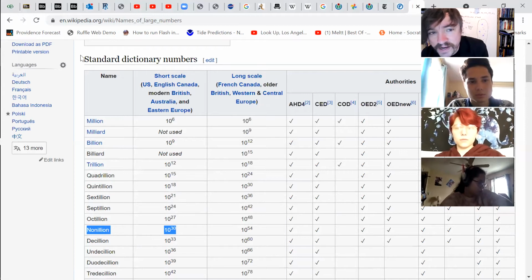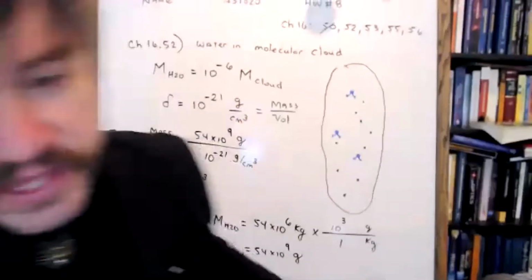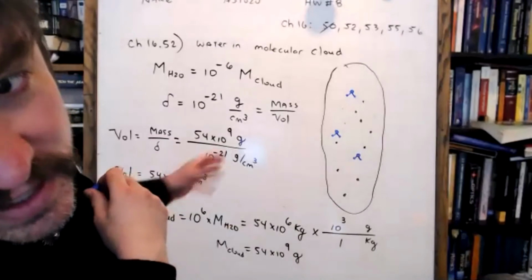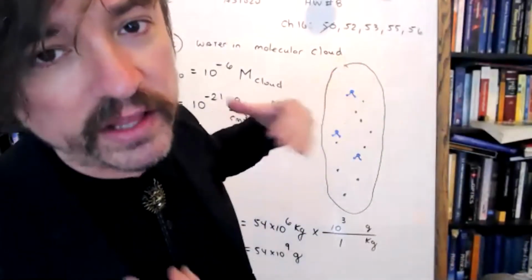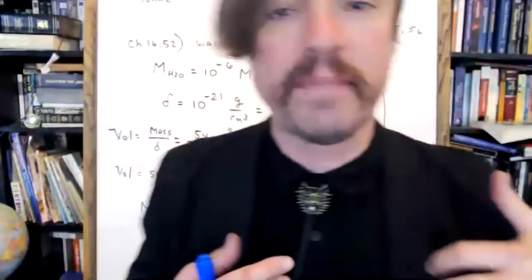So 54 nonillion cubic centimeters. Now, their idea was, how would this compare to the volume of Earth? Because think about it. At some point, the water molecules in your body didn't just form out of the ground.